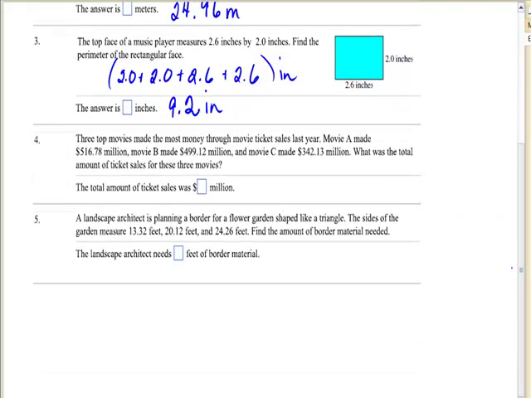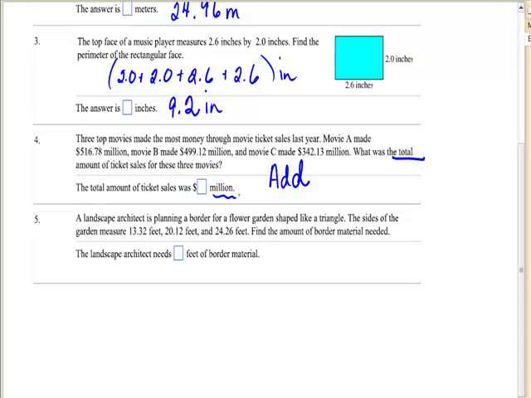Number 4. The 3 top movies made the most money through ticket sales last year. Movie A made $516.78 million. Movie B, $499.12 million. Movie C, $342.13 million. What was the total amount of ticket sales for these 3 movies? So you're going to add these, and you notice that it just keeps the tag of million, so I don't have to worry about that.